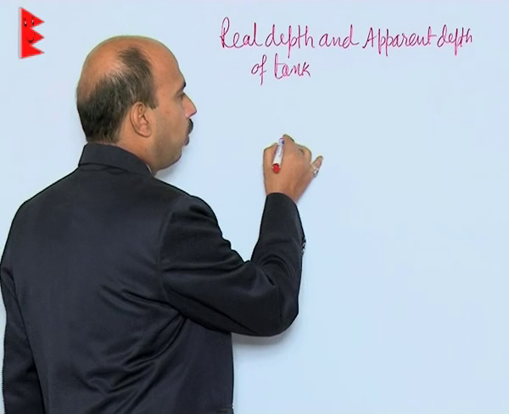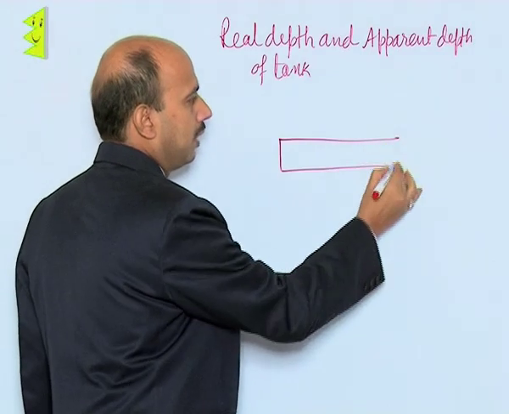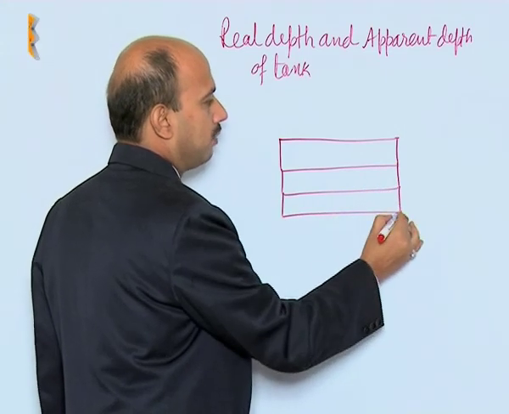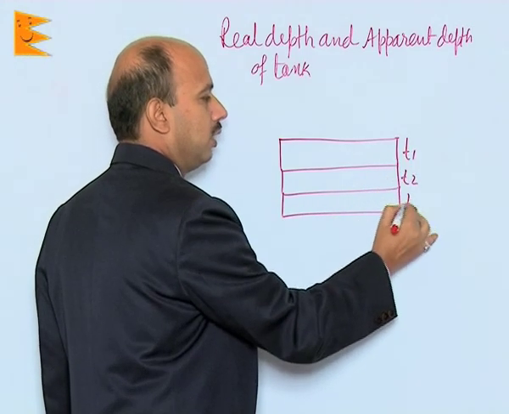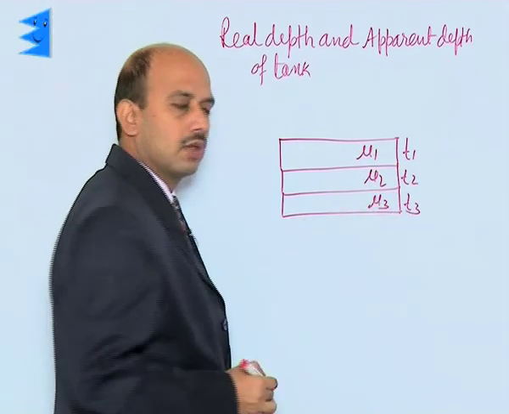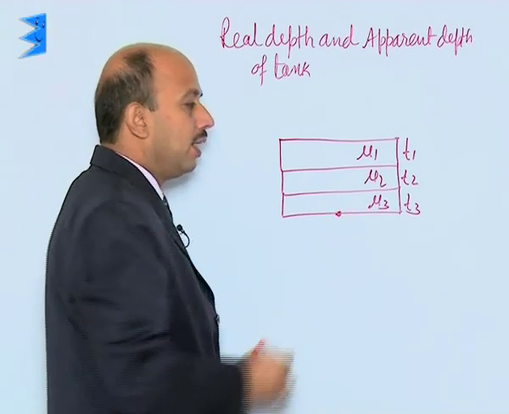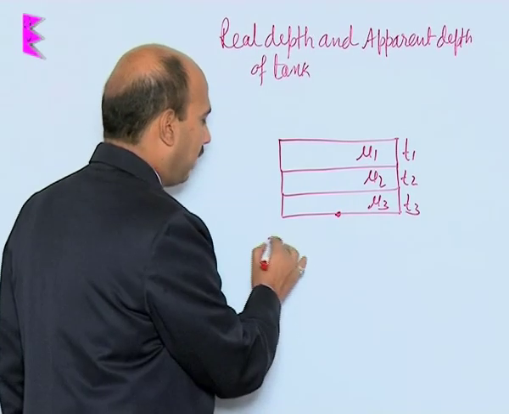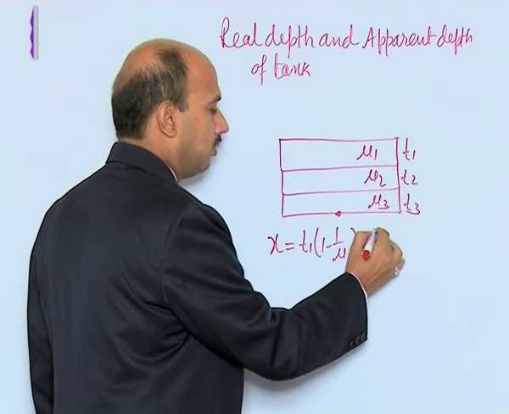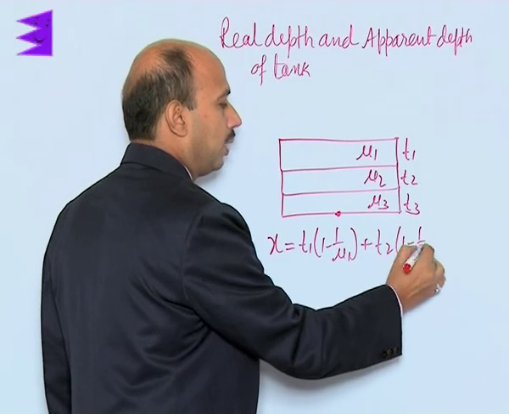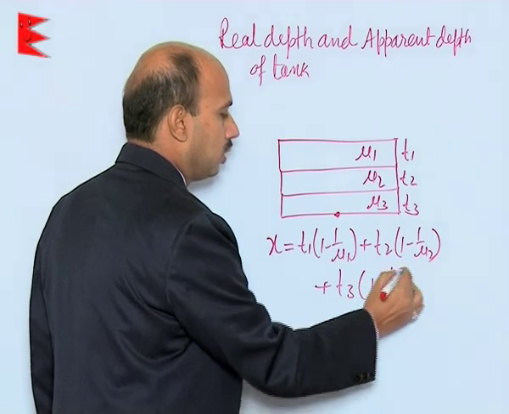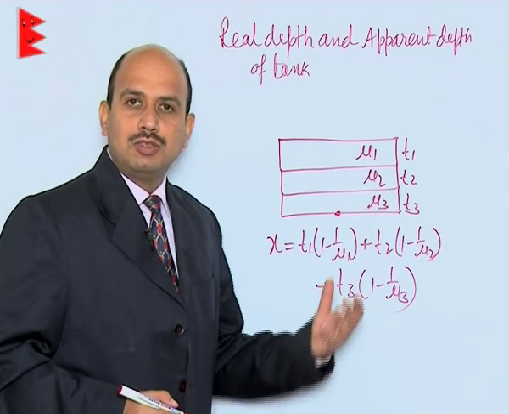So, now we have seen real depth, apparent depth and shift. Now, see here, if you have a combination of mediums like this, 2-3 mediums of different thicknesses T1, T2, T3, and refractive indexes mu1, mu2 and mu3, and some object is over here, then we can calculate the total shift as x is equal to T1 into 1 minus 1 upon mu1 plus T2 into 1 minus 1 upon mu2 plus T3 into 1 minus 1 upon mu3. So, by this way we can calculate the total shift here.